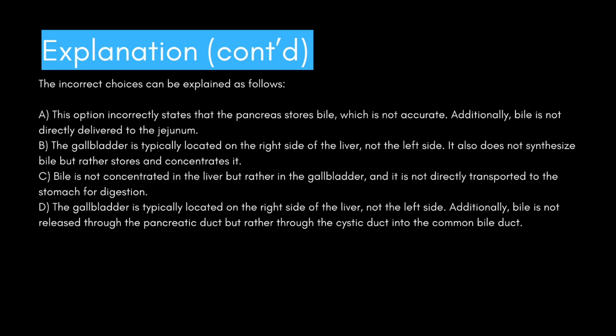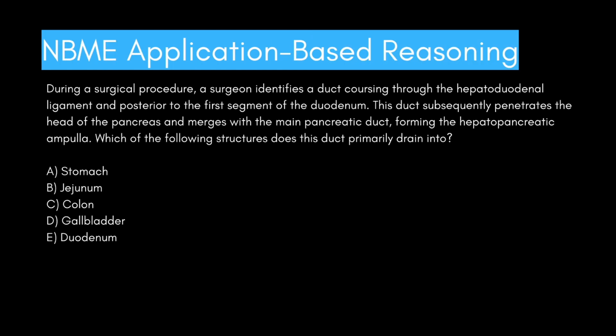Bile is not concentrated in the liver, but rather in the gallbladder, and it is not directly transported to the stomach for digestion. The gallbladder is typically located on the right side of the liver, not the left side. Additionally, bile is not released through the pancreatic duct, but rather through the cystic duct into the common bile duct. All right, let's go ahead and move on to the next question.